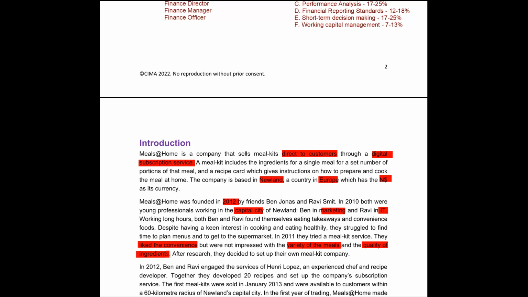So maybe we get thinking here about some kind of unique selling points behind Meals at Home. Maybe there's a focus on variety. Maybe there's a focus on the quality of ingredients, since these are the things that Ben and Ravi didn't find satisfying about the meal kit services that they tried previously. So these could be key focuses with regards to the product being produced by Meals at Home. But I'm sure as we continue through this pre-scene, we are going to uncover more about the product itself as well as how the business functions.